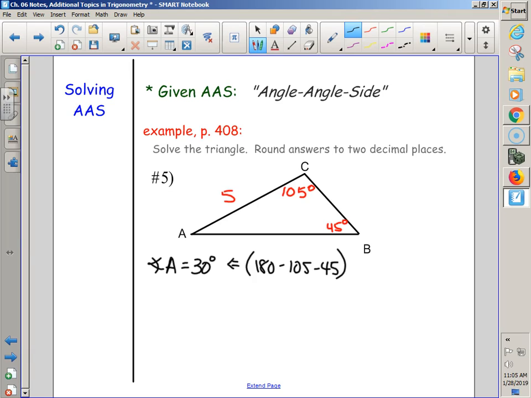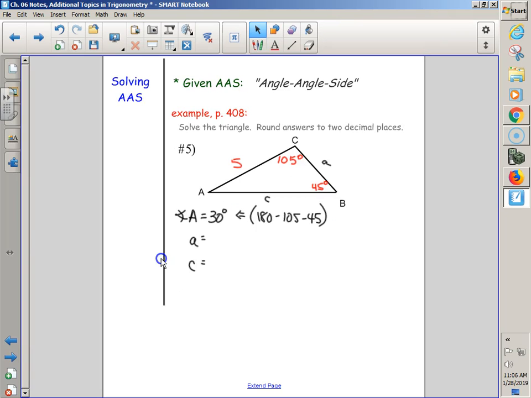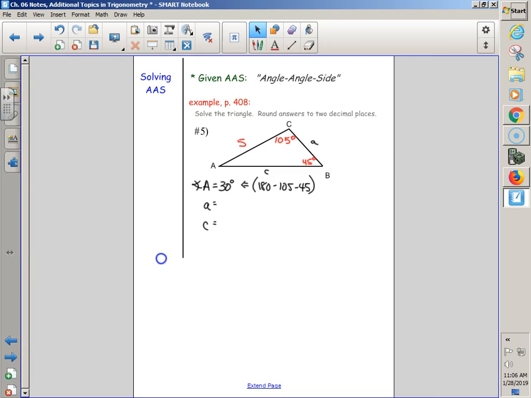What are the 2 sides that we're missing? Did you guys pay attention to the diagram? What letters are we missing? Yeah, because the side opposite the angle, or the side that's held in by the angle, has the lowercase of that letter. So we're missing side C, technically, and we're missing side A. So if we're missing sides, which version of the law of sines are we going to use? Good. A over sine A, the first one.